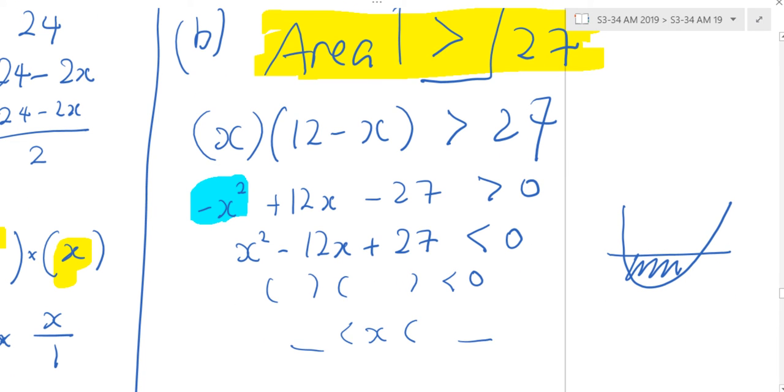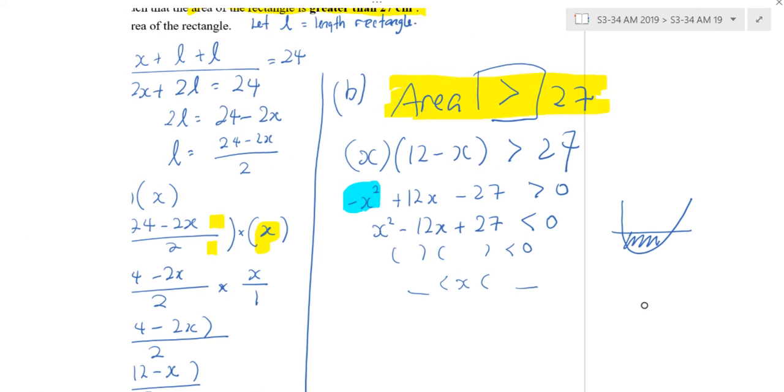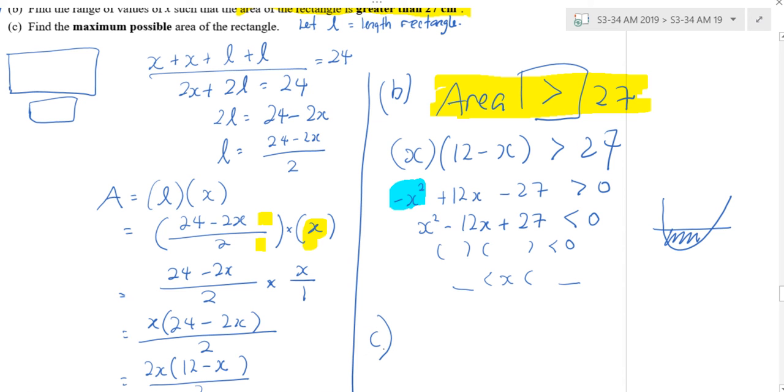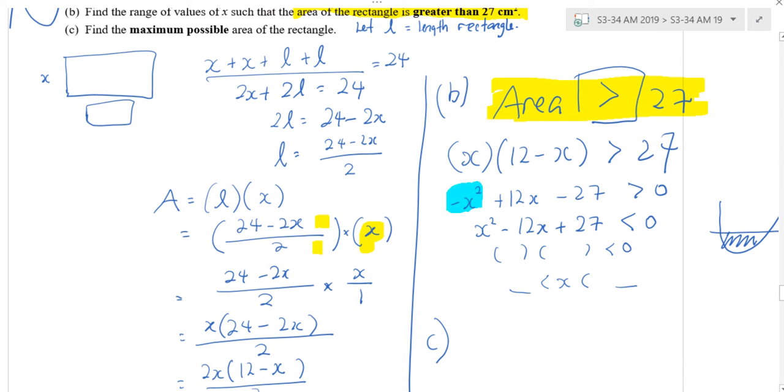Is this okay? Yes. Part C. Is this okay? C: find the maximum area of the rectangle. Maximum x. Do you want maximum x or minimum x? This is 12 minus x.